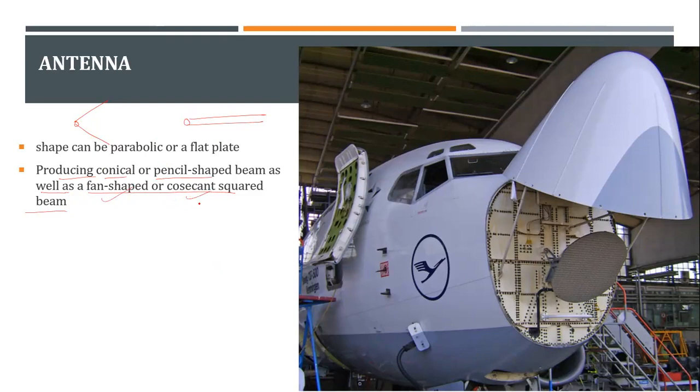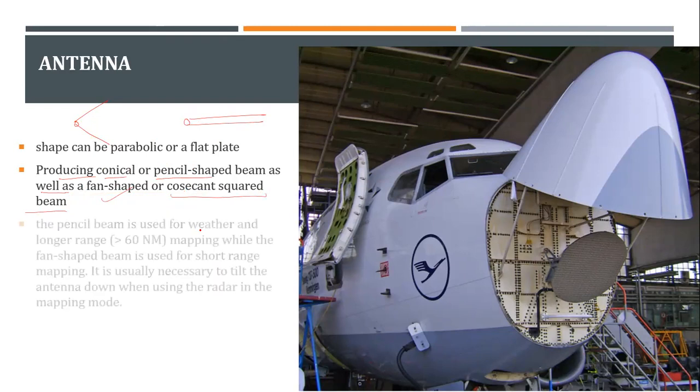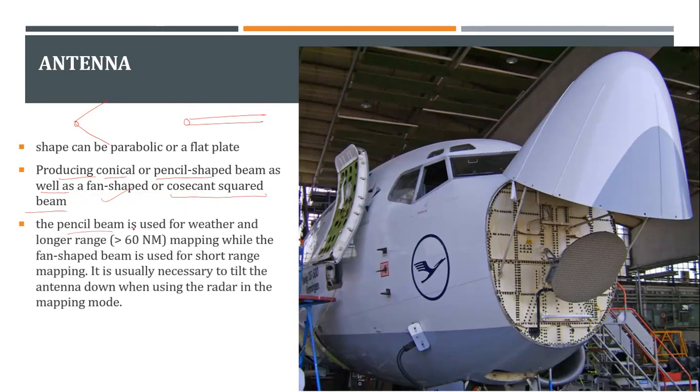So these two are all the same things. Okay, pencil beam is the same. We'll see what the meaning of cosecant squared beam is. You might have already heard cosecant in trigonometry, but we'll see this. The pencil beam is used for weather and long range. I just explained to you, this is my pencil, so I will have long range. This is my broad category, or this is my conical.